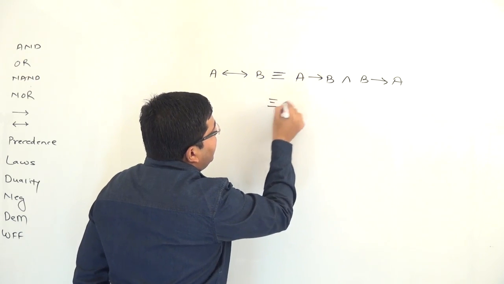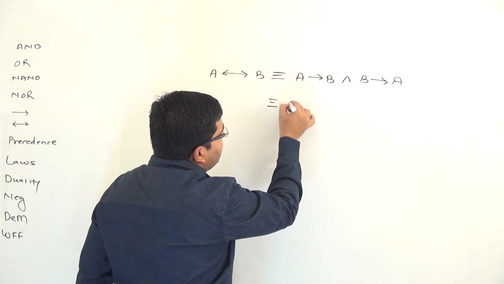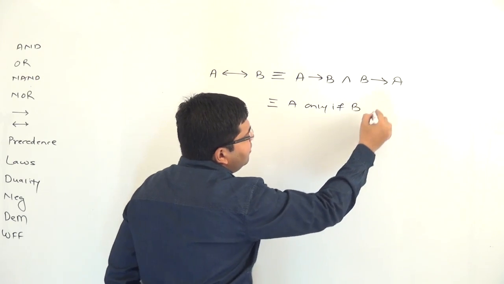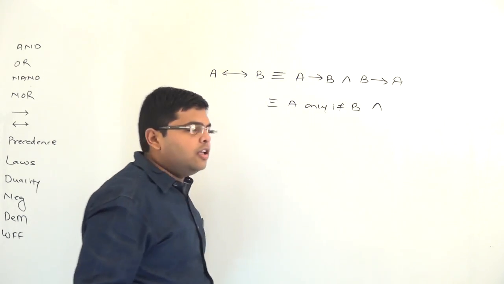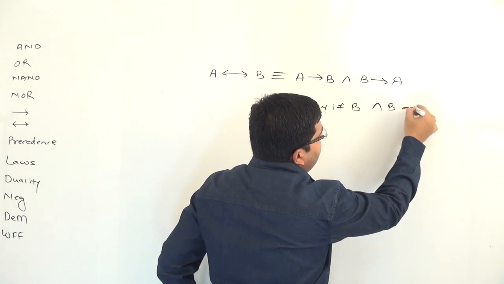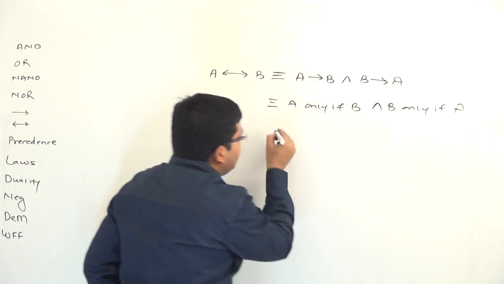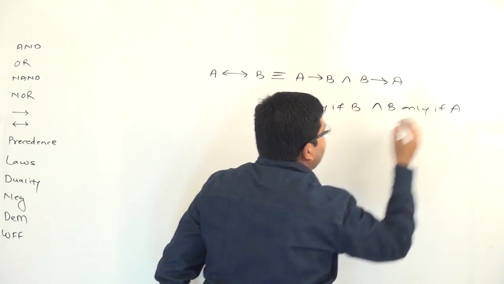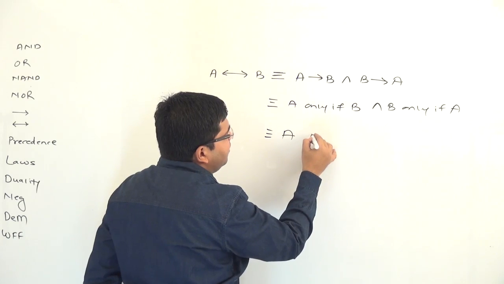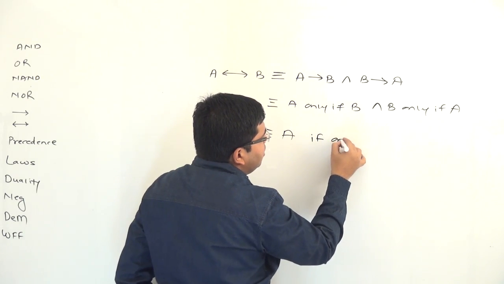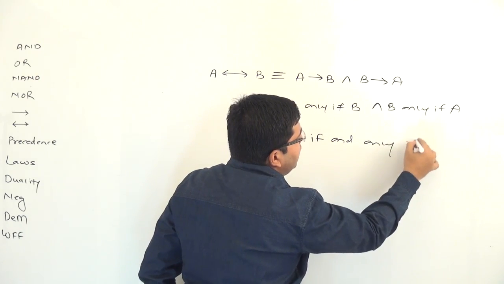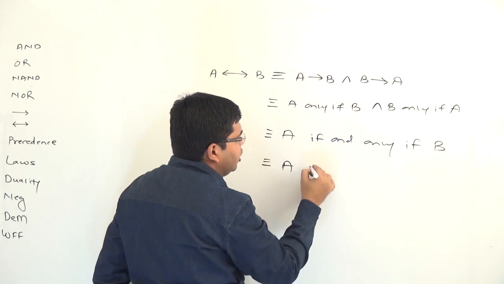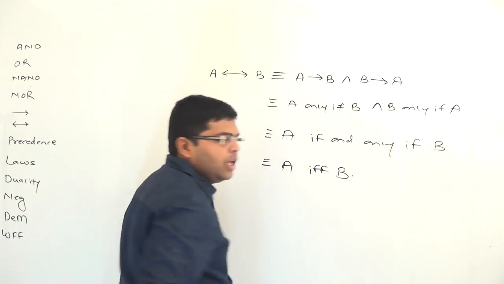See, A implies B means A only if B, and B implies A will mean B only if A. And if we combine these two, A only if B and B only if A, we will get a statement A if and only if B, and therefore this will be simply called A if and only if B.